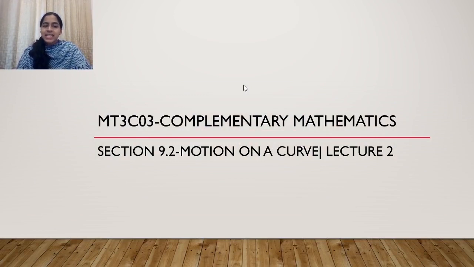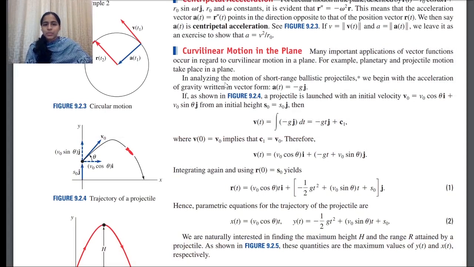In this session, the final portion of section 9.2, what we are going to discuss is where we are going to apply all these definitions that we have learned till now. We did what is the velocity of a given vector function, what is the acceleration, and so on. In this section, we are going to discuss the application of the vector function. For that, we are going to study what is meant by curvilinear motion. So let us go to the definition of curvilinear motion in the plane.